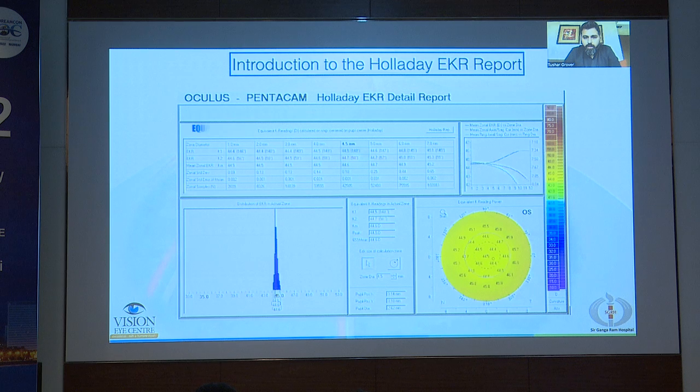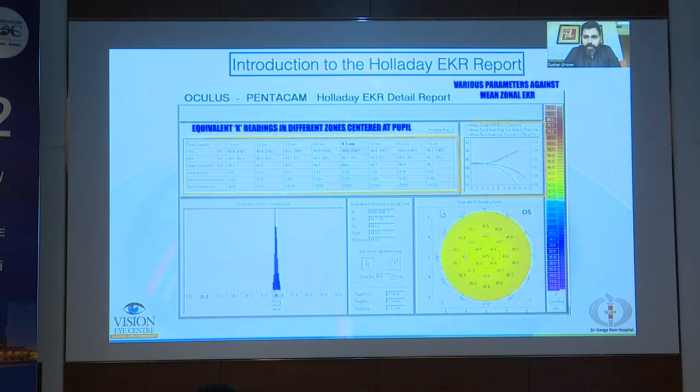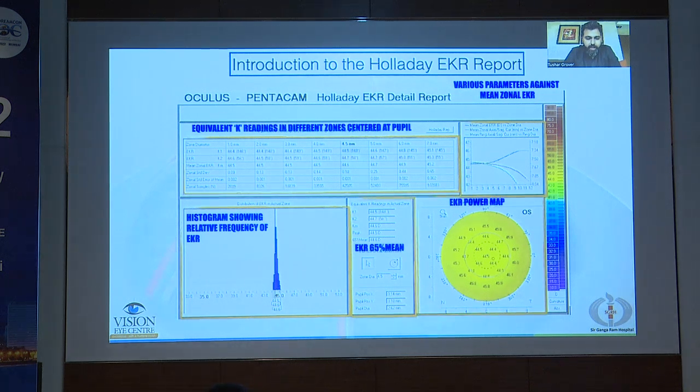Now, this is what the Holladay EKR maps look like. You have the EKR values in different zones centered at the pupil. You have various parameters against the mean zonal EKR. Then you have a histogram which shows the relative frequency of EKR. And then you have the EKR 65 mean and the EKR power map.